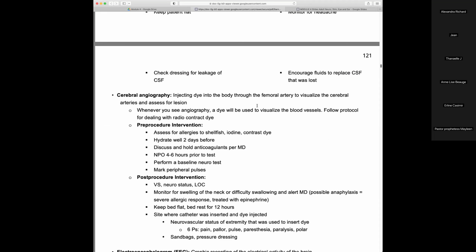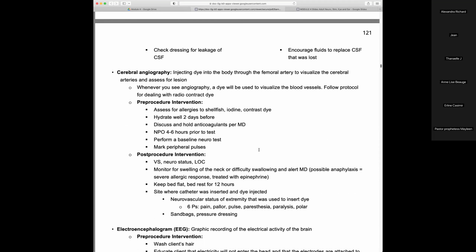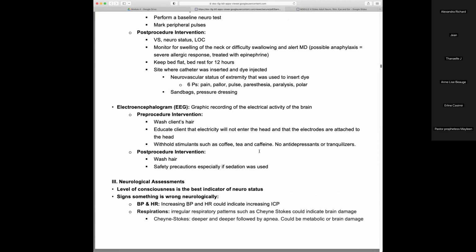Cerebral angiography, I've decided we don't really need to learn this right now. We can learn these same principles when we get to module 5 for cardiac cath. I don't want to overwhelm you. I want to stay focused on what's important.